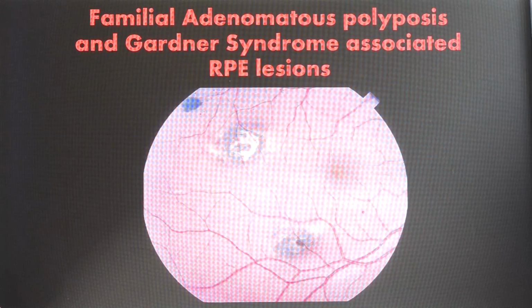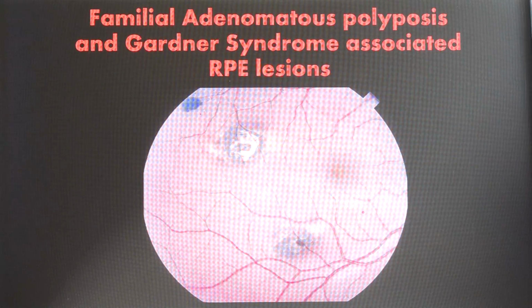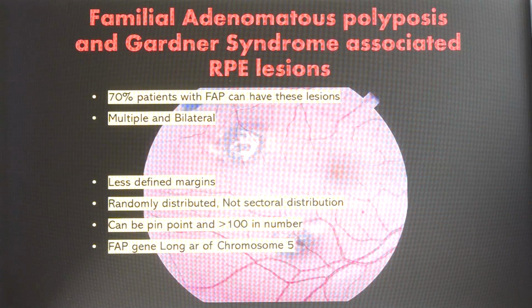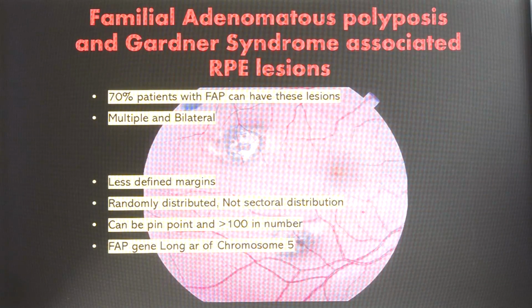So which are the lesions you need to be concerned about? Though Dr. Sumit wanted me to cover the lesions not to be worried about, in every lesion you do need to be wary of some points. So these are the atypical ones which are associated with familial adenomatous polyposis and Gardner's syndrome. So 70% of patients with familial adenomatous polyposis can have these lesions. These are multiple and bilateral.